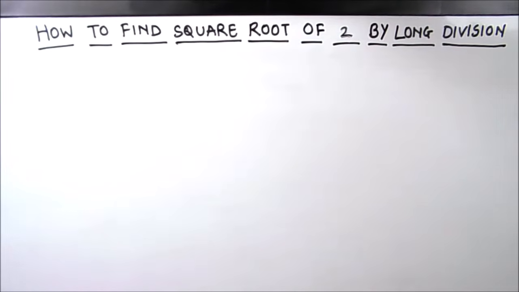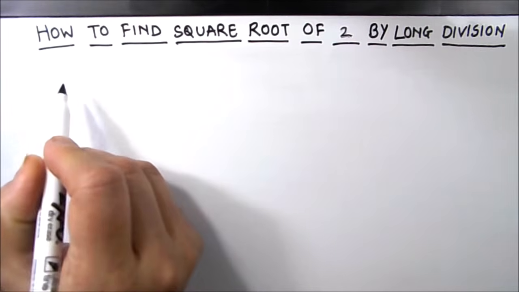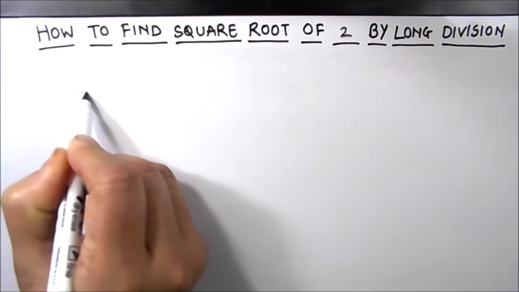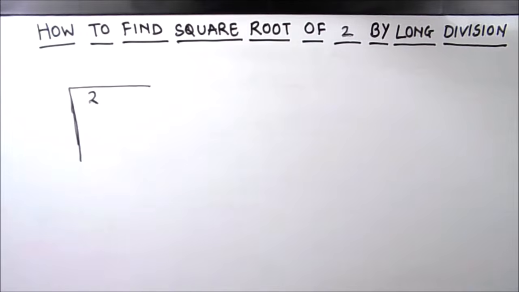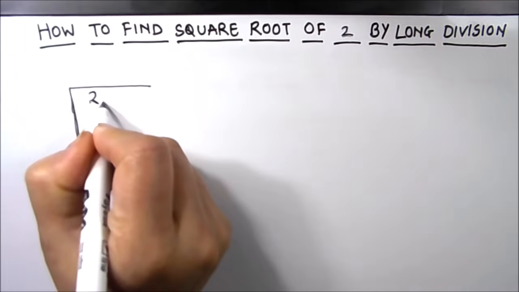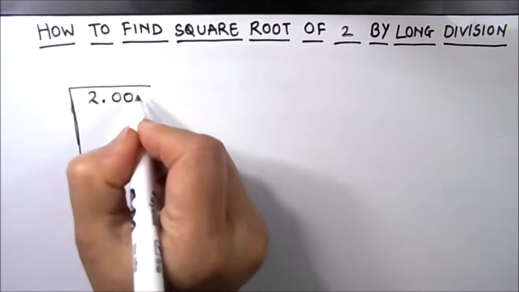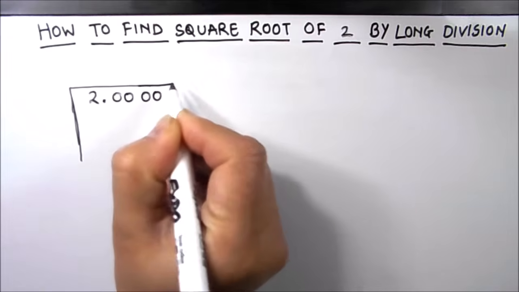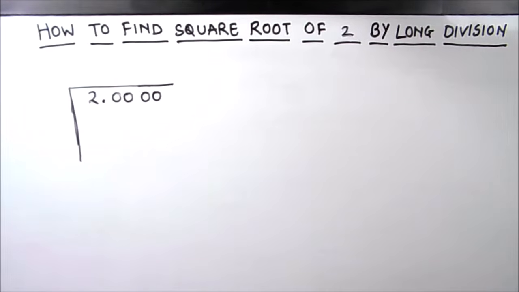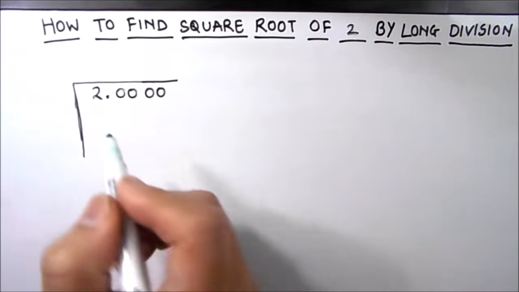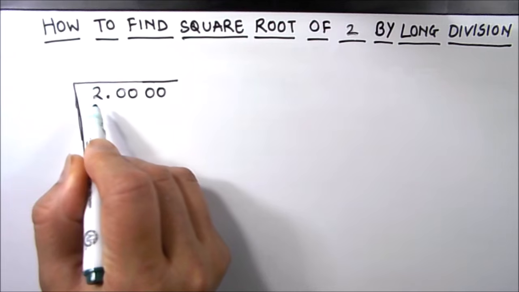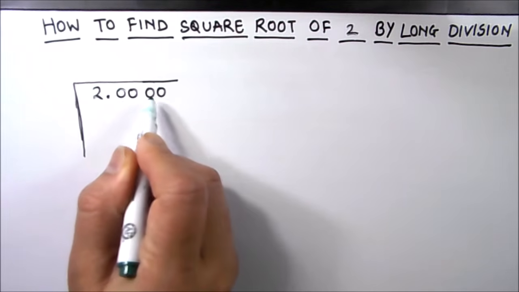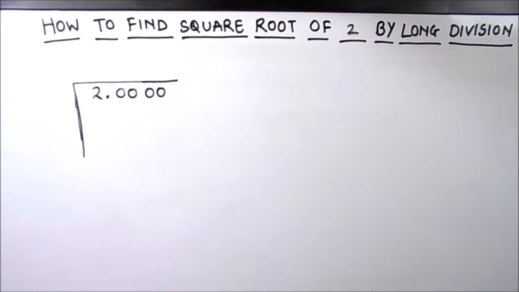The first step for finding the square root of any number by the long division method is to group the digits in pairs. This is our single number 2. Now as we are finding the square root up to 2 decimal places, we are going to put a decimal and we'll put 2 groups after this. Groups are pairs of numbers. So the first step is to make pairs of numbers here. As we have only a single number 2 and we are going to find the square root up to 2 decimal places, we have added 2 groups.